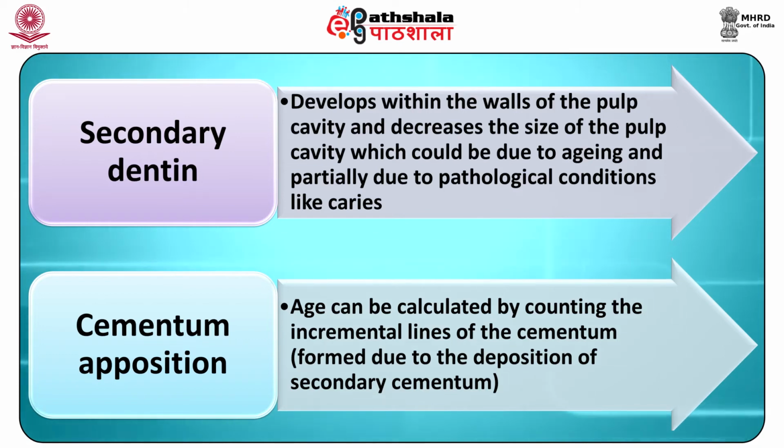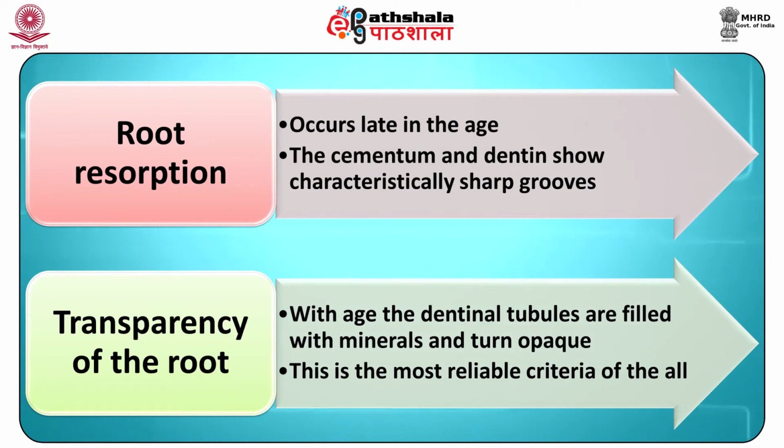Then cementum apposition is assessed by counting the incremental lines of the cementum, because they are formed due to deposition of the secondary cementum. Then root resorption. It usually occurs late in the age. The cementum and dentine show characteristically sharp grooves.